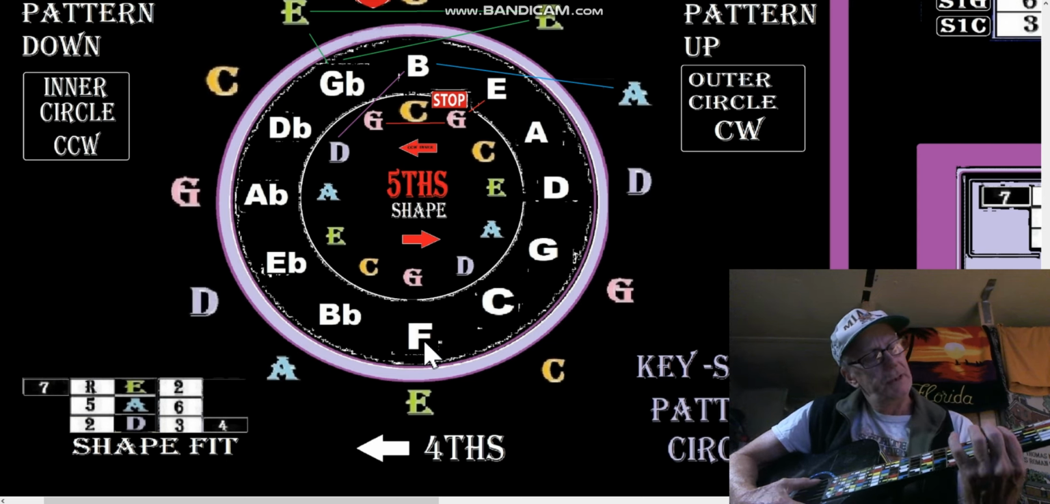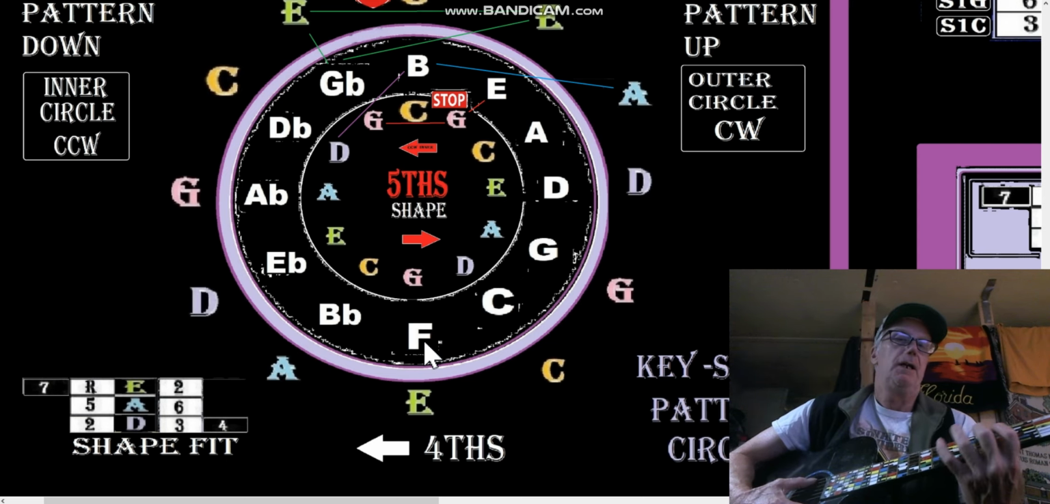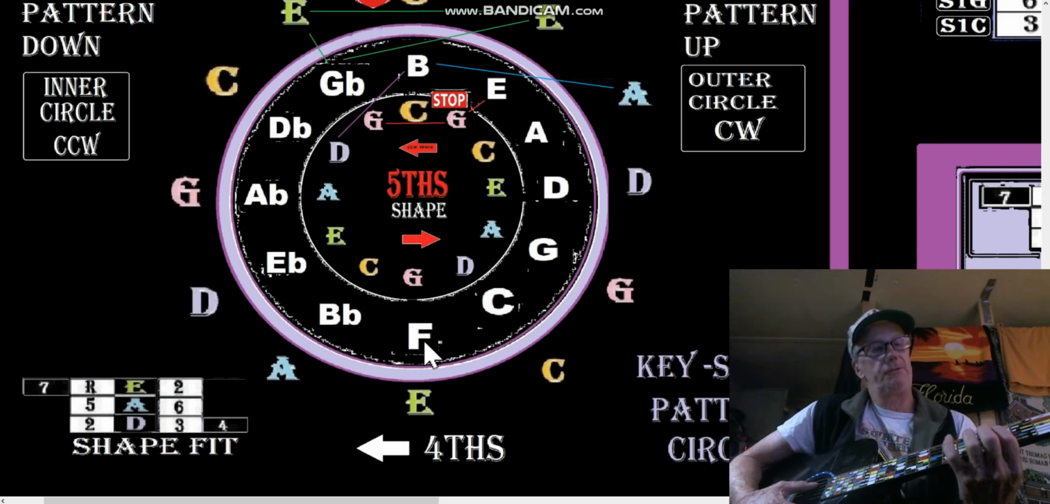Actually, it's 7, root, 2, 3, 4, 5. Okay, so we have an E shape. F on the bottom string is an E shape. We're going to move that string up. We're going to move the whole pattern up, so it's like starting an E pattern from the second string.